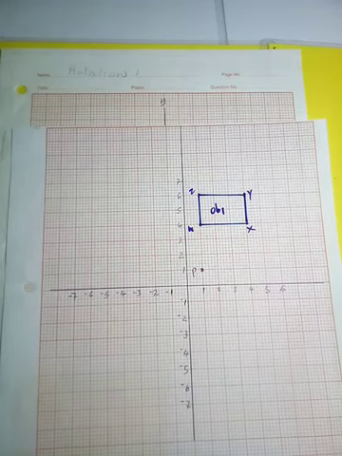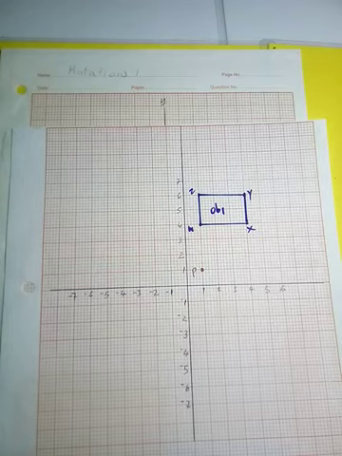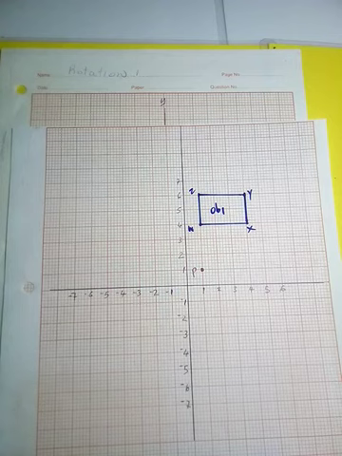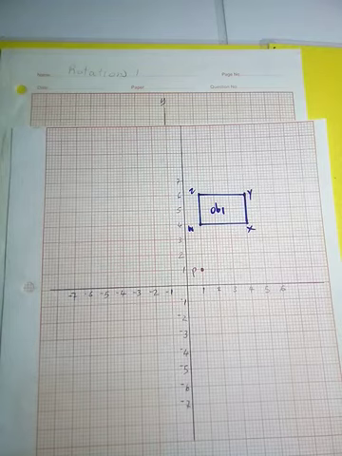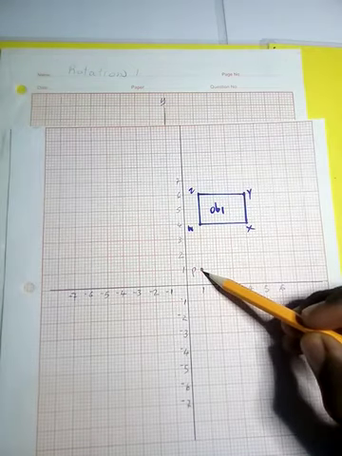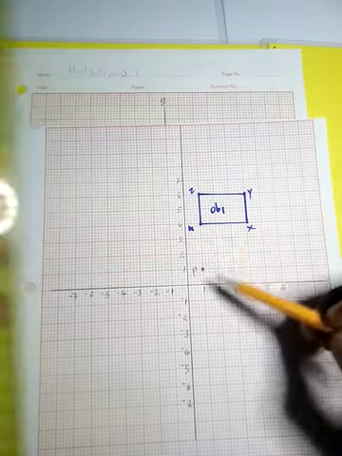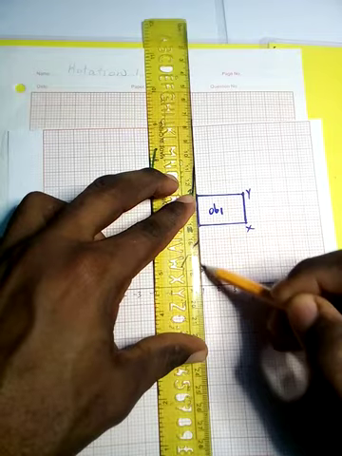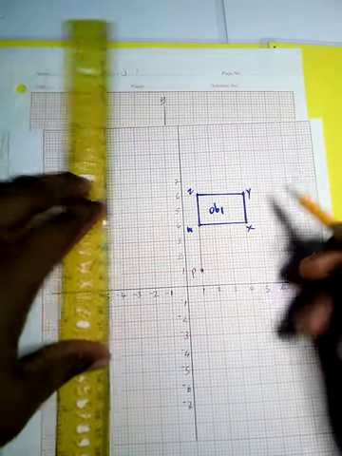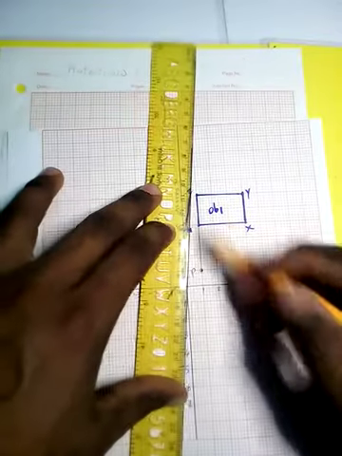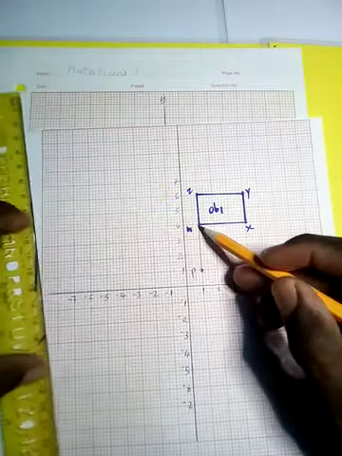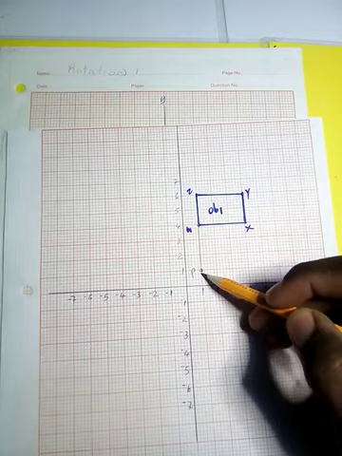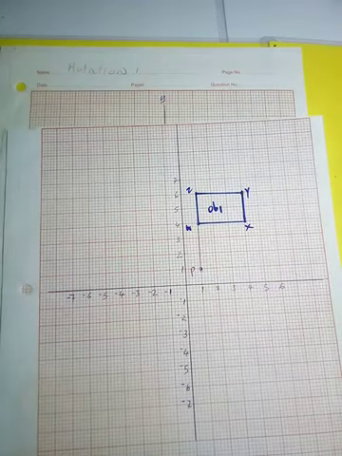Now they are saying that we must determine the image. Now this is one method of doing rotation. From the point of rotation to each point, we're going to draw a line. We can connect all the lines, but it might be confusing. So let's do it one by one. So from the first point, W, to the point of rotation, we draw a straight line.